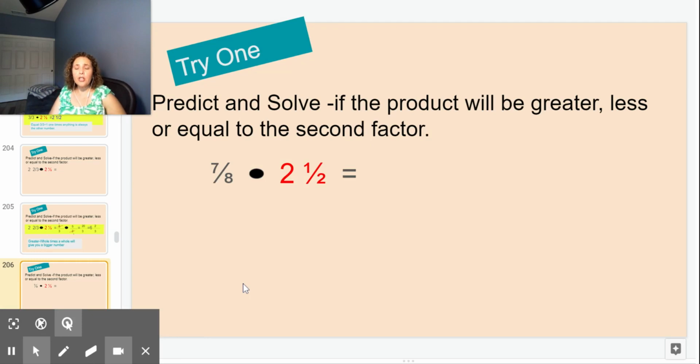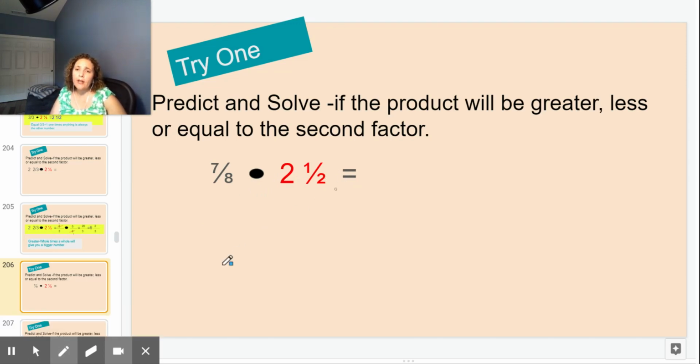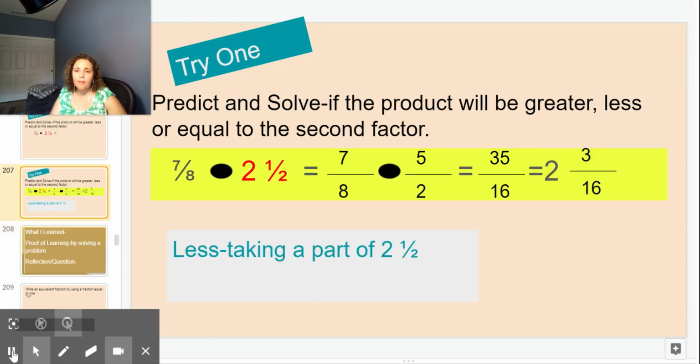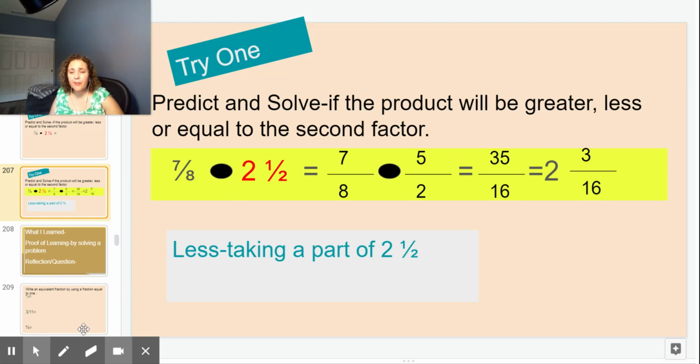Okay, try another one. Predict and solve if the product will be greater than, less than, or equal to the second factor, which is 2 and 1/2. So 7/8 times 2.5. What do you think? Greater, less than, or equal, and then solve, and then come back to me. Okay, so did this one trick you? Because you have a whole number, but you are taking part of the 2 and 1/2. You have 2.5, but you're taking part of that 2.5. You're taking 7/8 of it. So that's why it's less, because you're taking part of the 2.5.